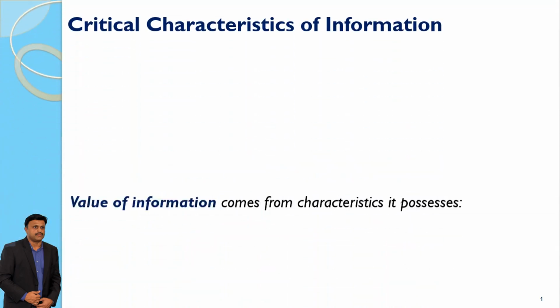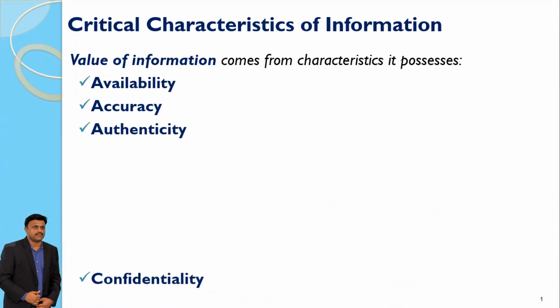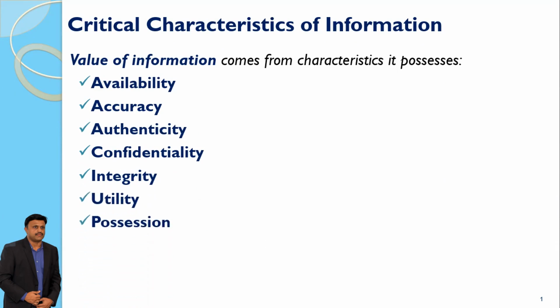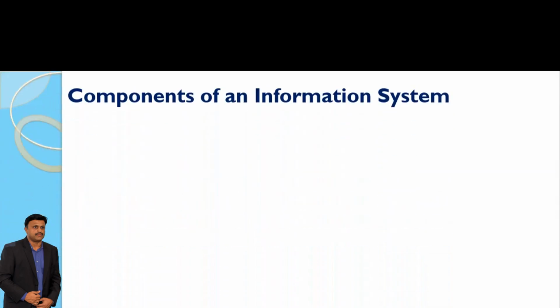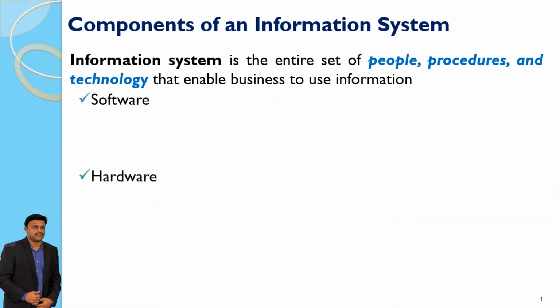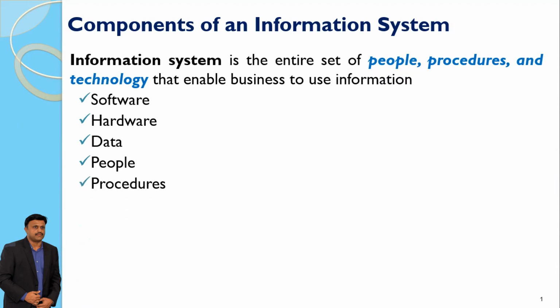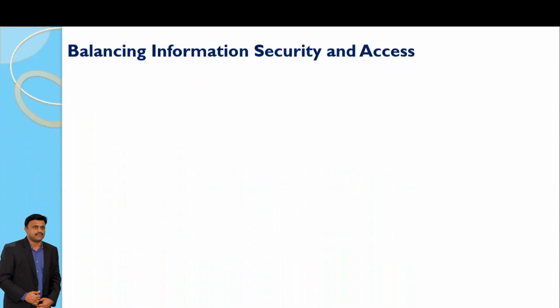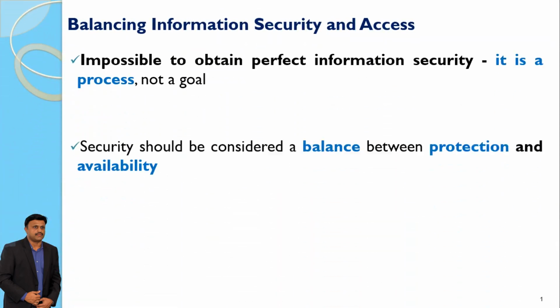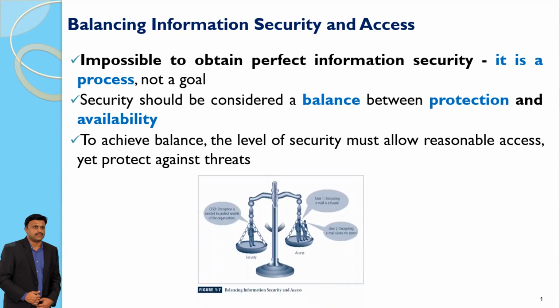The value of information is derived from its characteristics: availability, accuracy, authenticity, confidentiality, integrity, utility, and possession. An information system comprises software, hardware, data, people, procedures, and networks, all working together to enable business operations. Achieving perfect information security is impossible. It's a process. Security must balance protection and availability, allowing reasonable access while protecting against threats.